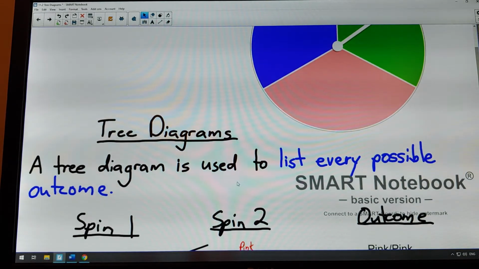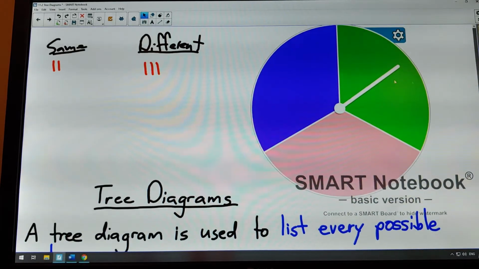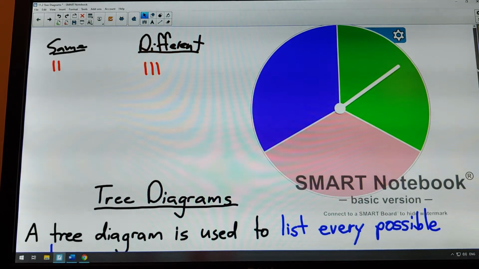So this lets us figure out every single outcome. So we can see, in this case, because our two possible outcomes were the same or different, how many the same there are over how many total possible there is, and then how many different combinations there are over total possible. So this will tell us both.